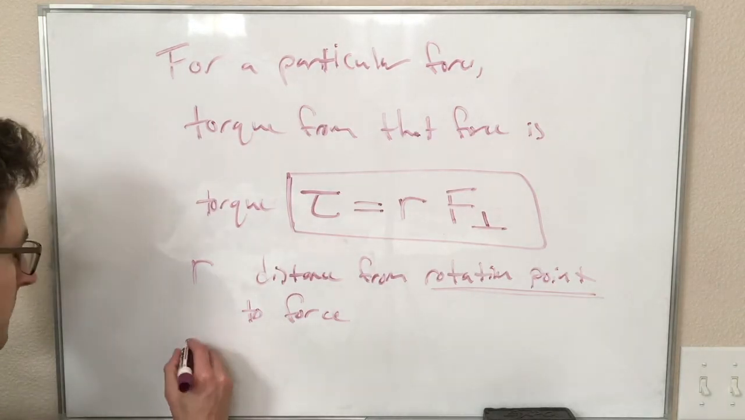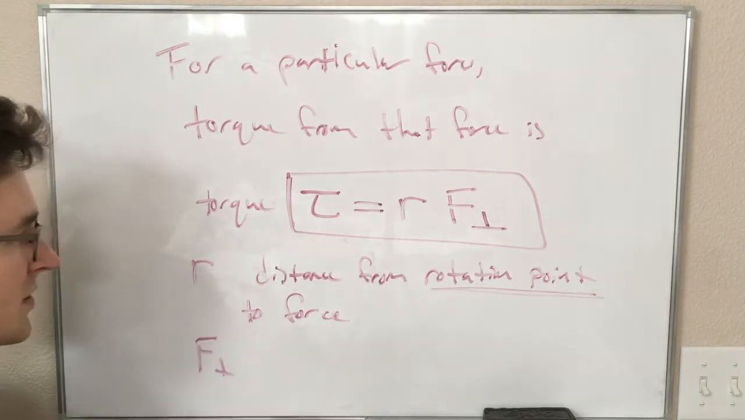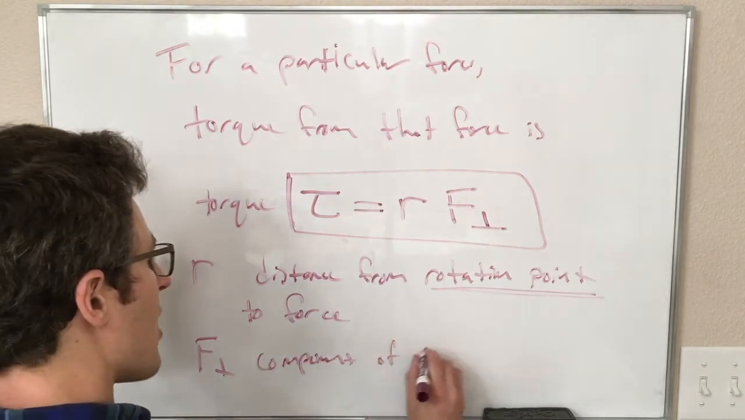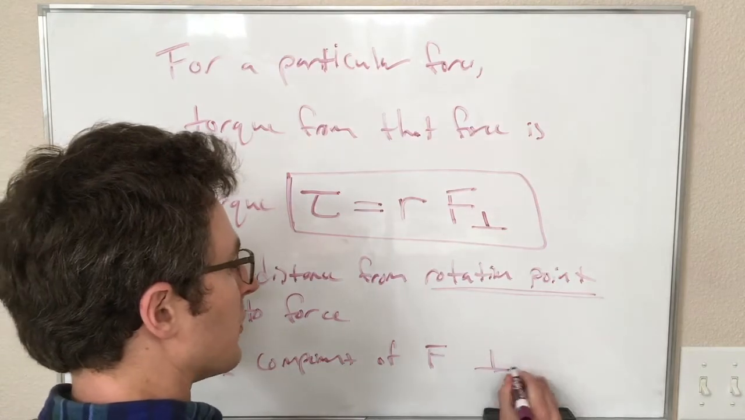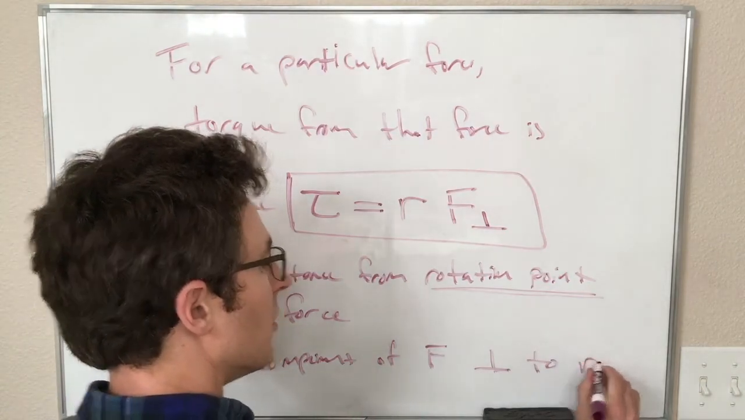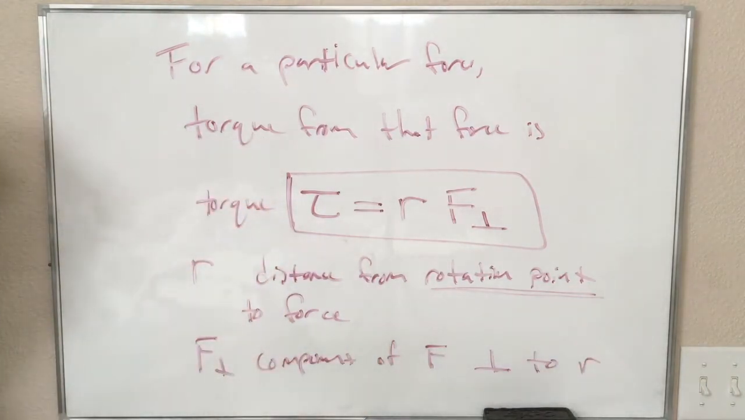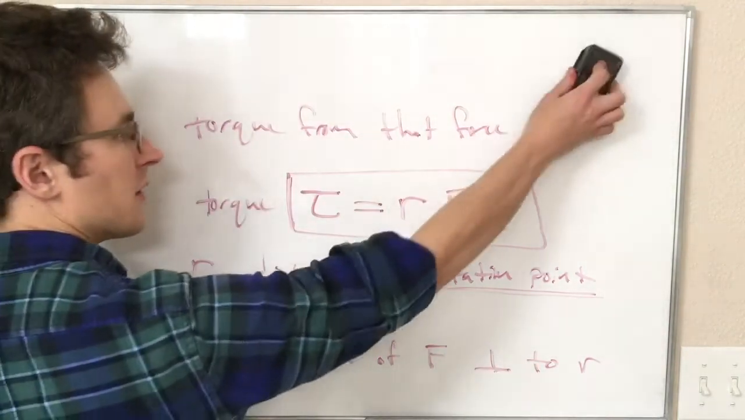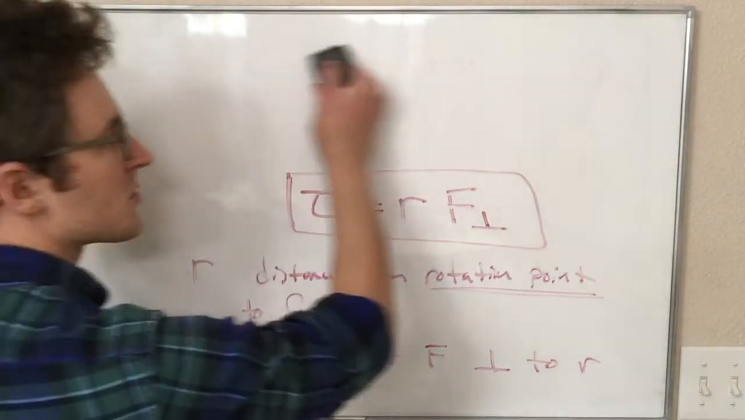F perpendicular is the component of that force that is perpendicular to this distance R. And we'll draw a picture here to illustrate this. I'll erase everything except for the equation, I guess. That works.